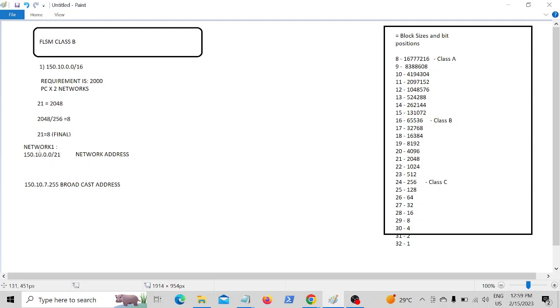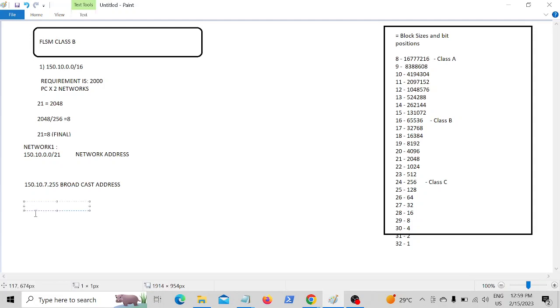See, network 1 is 150.10.0.0 slash 21. So for network 2, here we have 8. This 8 will become network 2. Before 8 we have 7. So that 7 will be the broadcast address for network 1. Okay, getting it. Thank you. So that is network 1.